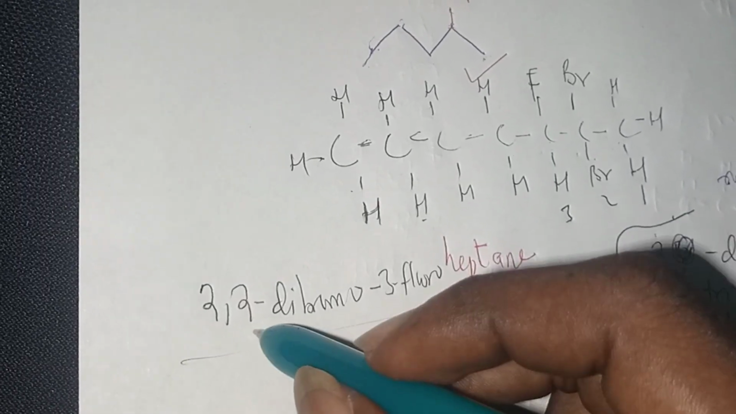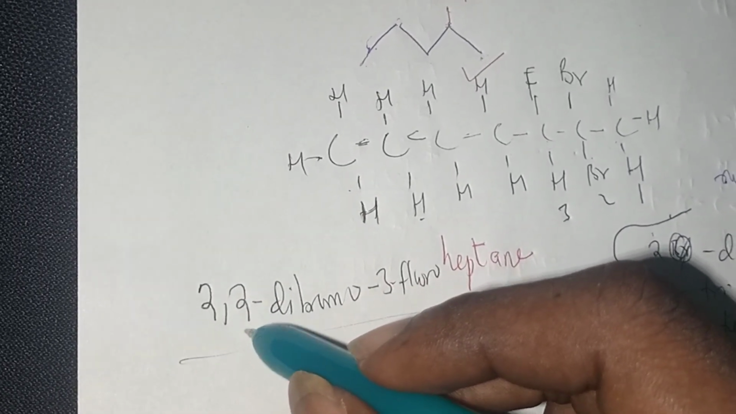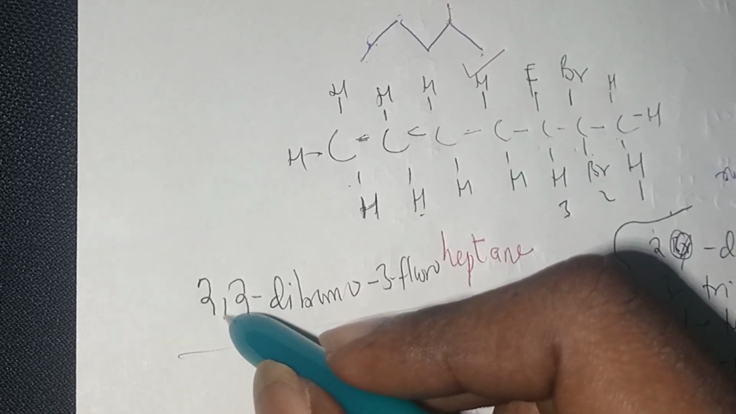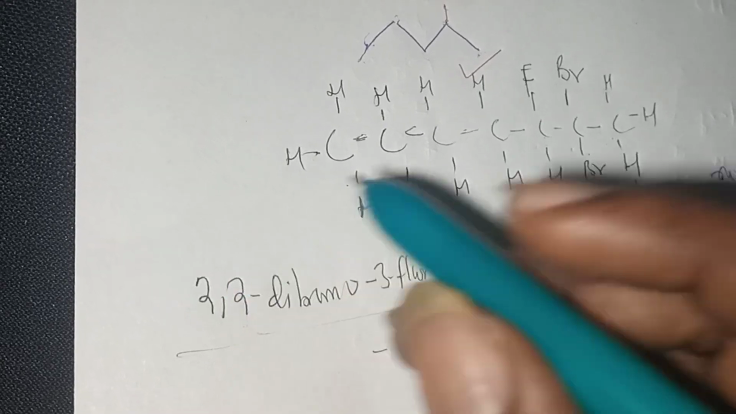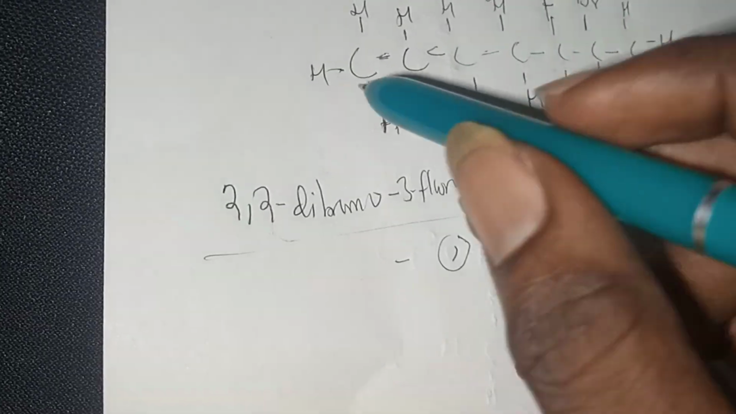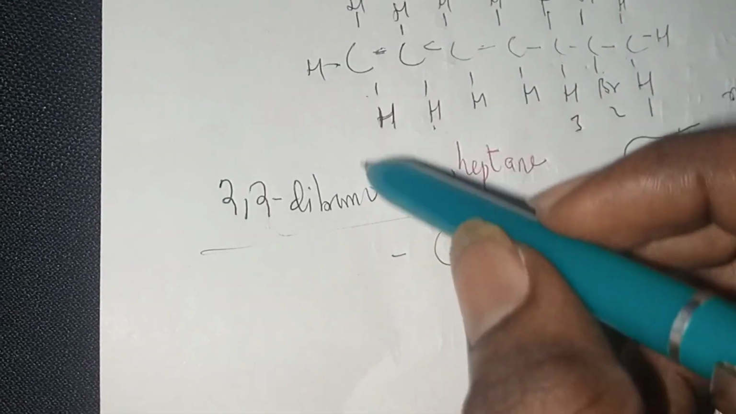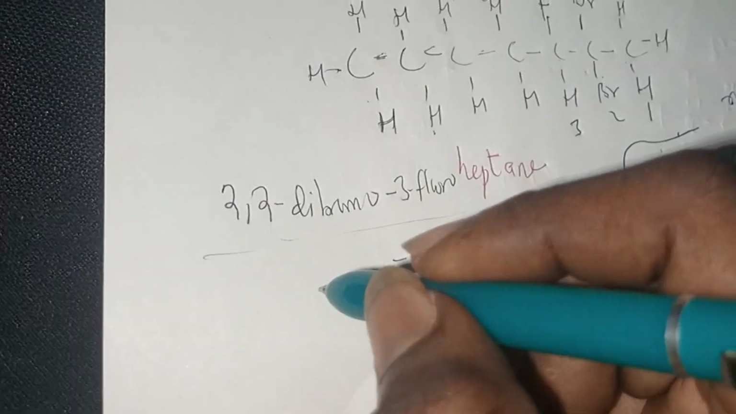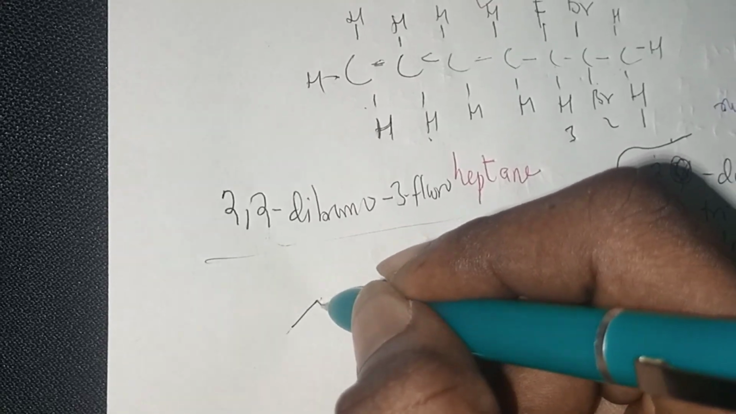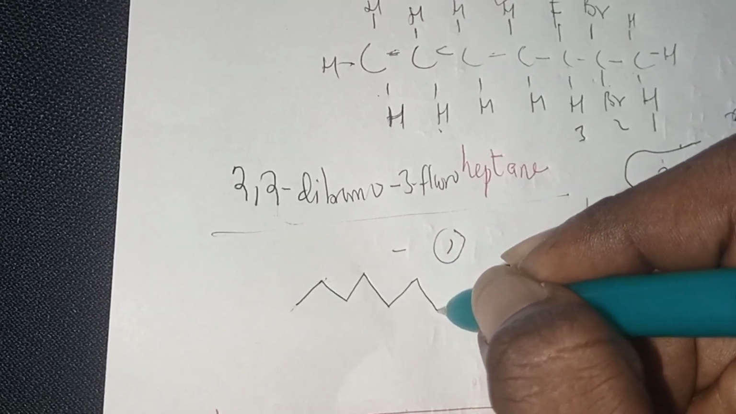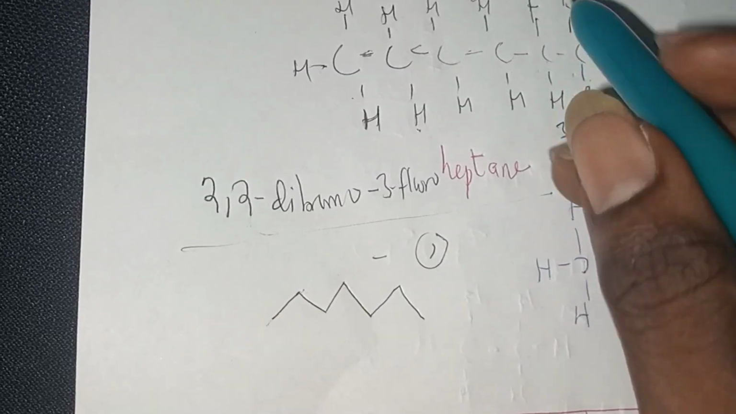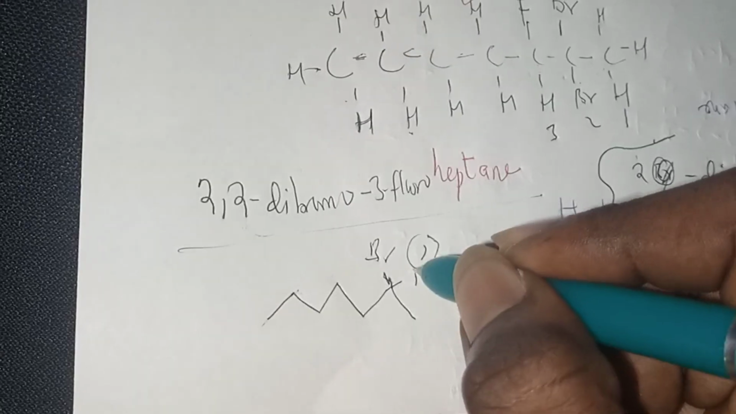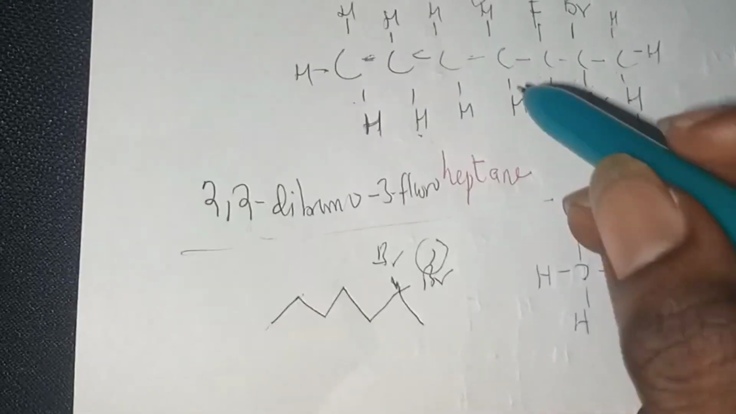Note how we use the dash and the comma. The dash is used in between a number and a letter, while the comma is used in between two numbers. Do you get it? So this can also be represented as, this is heptane, right? 1 2 3 4 5 6 7. Then we have bromine over here. You could represent it like this. This is your bromine, and this is your other bromine. Do you get it? Then we have fluorine here.